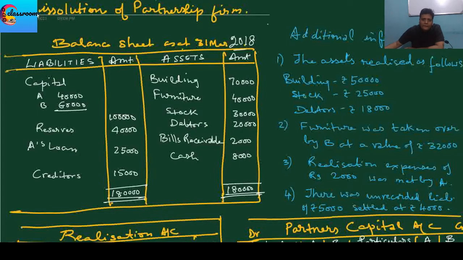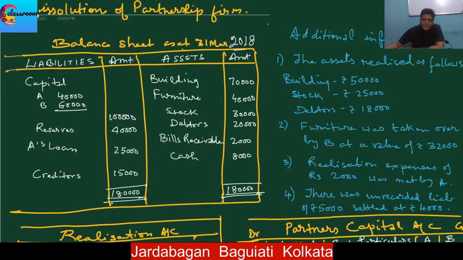Hello students, today I'll be discussing dissolution of a partnership firm. Dissolution means putting an end to the partnership business. A dissolution is complete when the assets of the partnership firm are disposed of and all the liabilities are met.